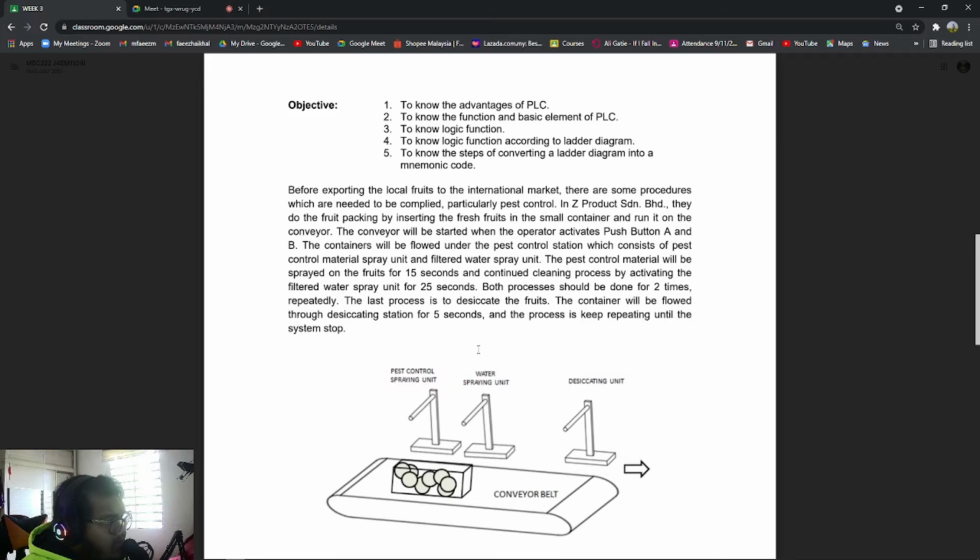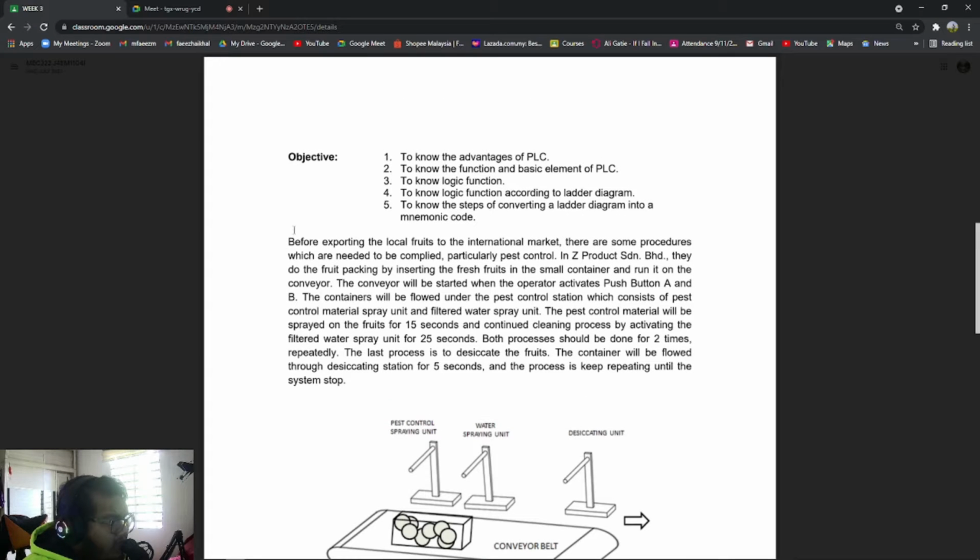The question asks: before exporting local fruits to the international market, there are some procedures which are needed, particularly pest control. In Z product, they do the fruit packing by inserting the fresh fruit in a small container and running it on the conveyor. The conveyor will start when the operator activates push buttons A and B.